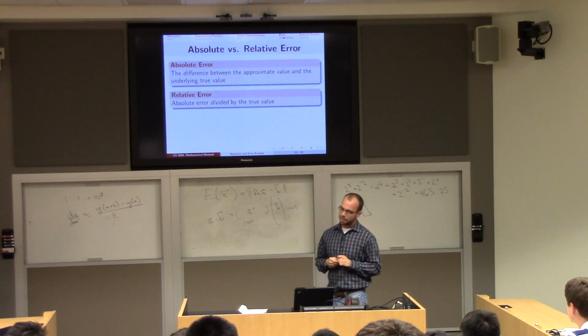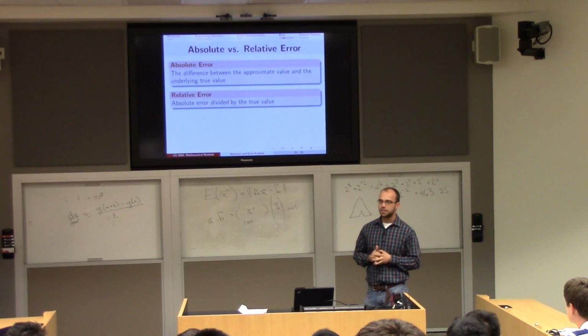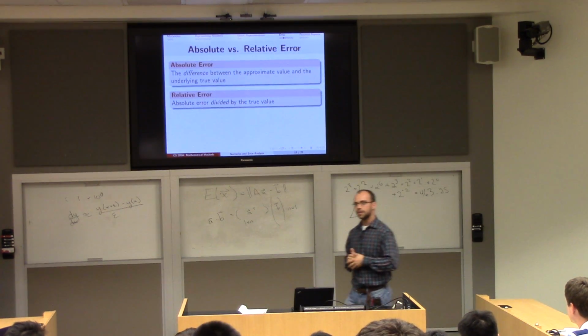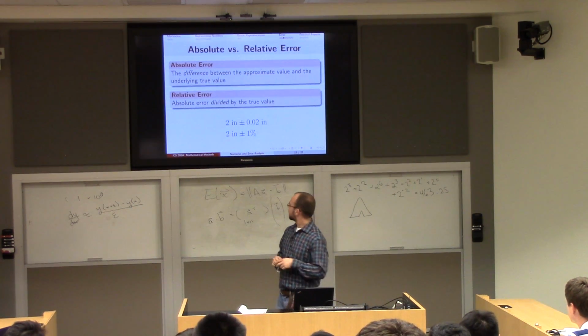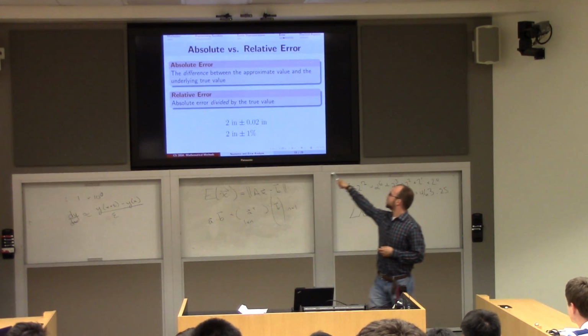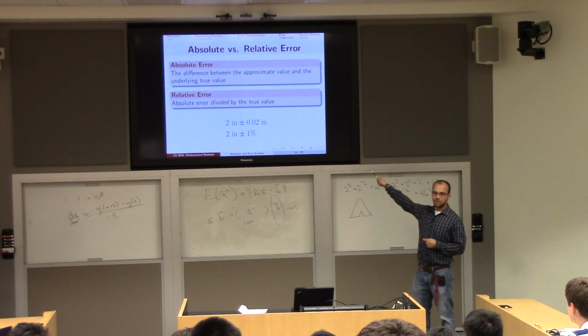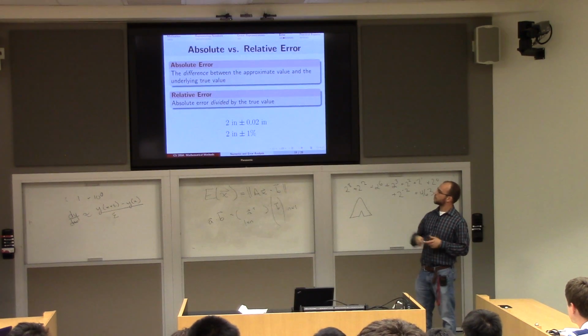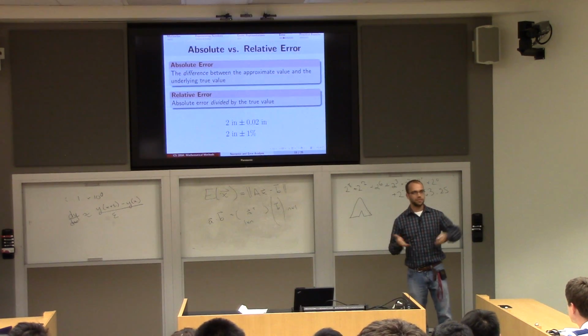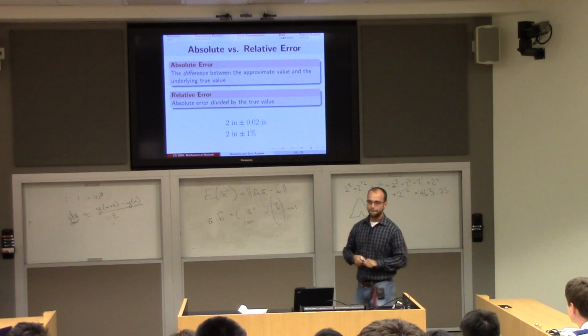Similarly, another number we might be able to write down is the relative error, where you just divide by the true value. Now what does this look like? Well, an absolute error might be 2 inches plus or minus 0.02, and relative error might be 2 inches plus or minus 1%. These are just equivalent representations of error. Yeah? High school chemistry.